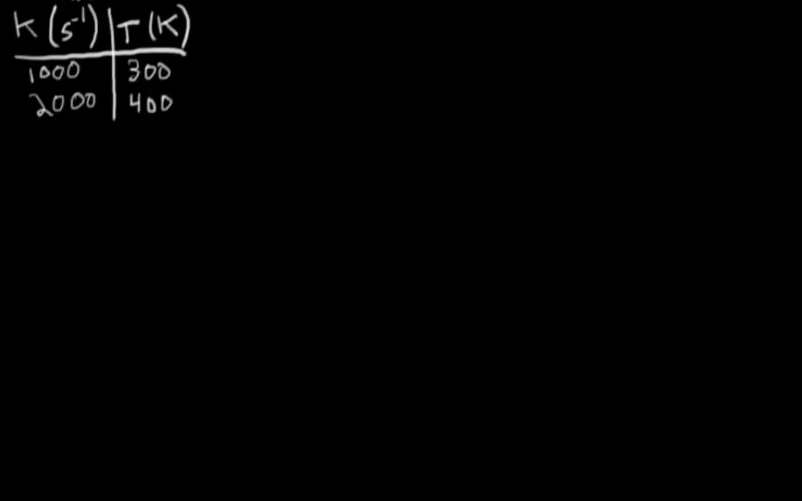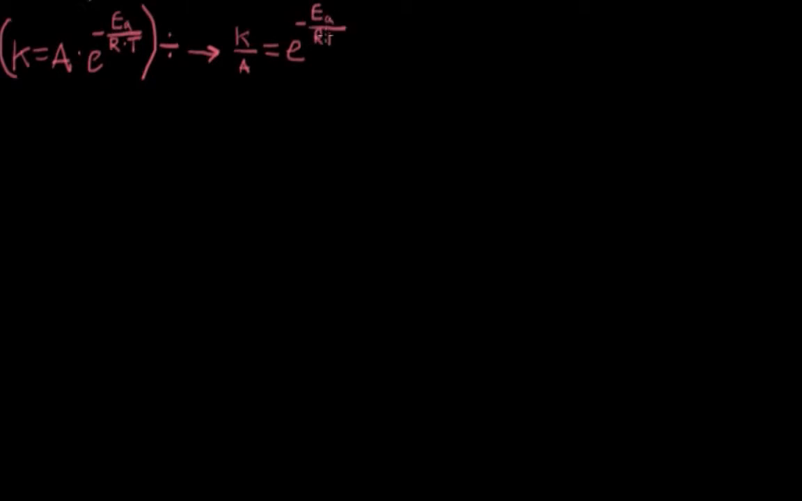The way that I'm going to use this equation is just through some algebraic manipulation. We can solve for the activation energy without ever using the frequency factor A. So we start with our equation: K equals A times e to the negative E sub A divided by R times T. The first thing we're going to do is divide the whole thing by A. So what we get is K divided by A is equal to e to the negative E sub A divided by RT.